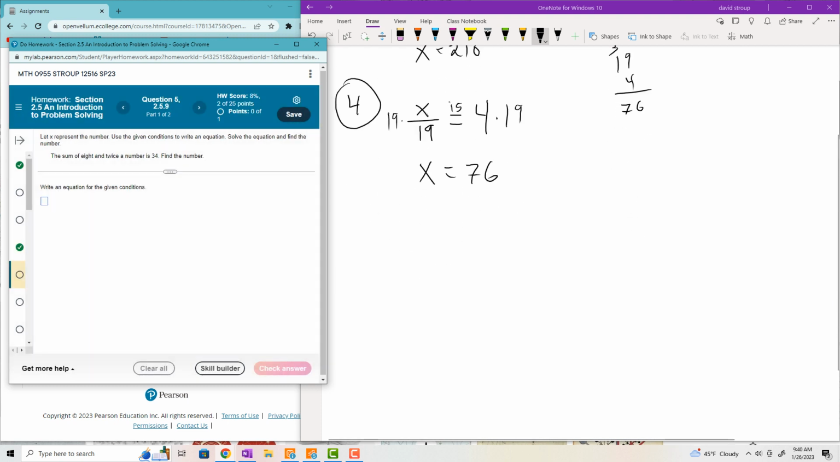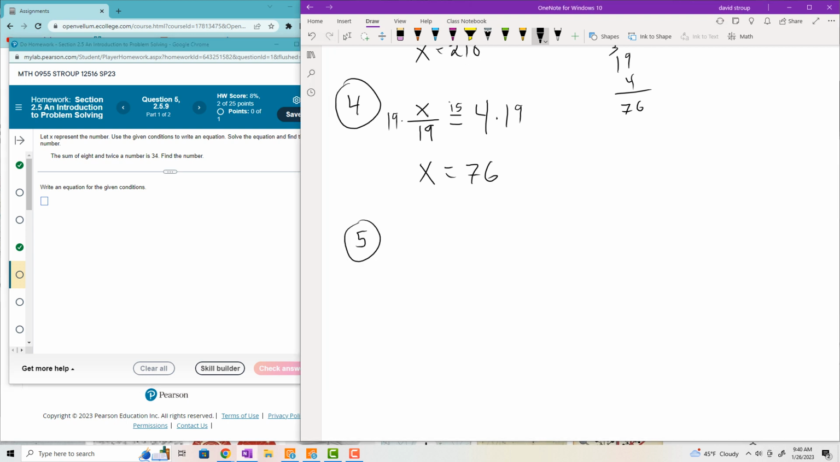The sum of 8 and twice a number is 34. Okay, so let's see. We have a sum, so we have the sum of two things. One of the numbers is 8, so I'll just put that first because it comes first in the sentence. And the other number is twice a number, so twice the variable. And then we see the word is again. And then on the other side, there's a 34. Okay, so write the equation.